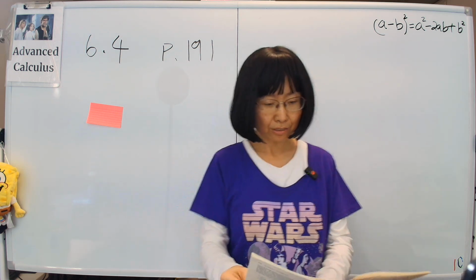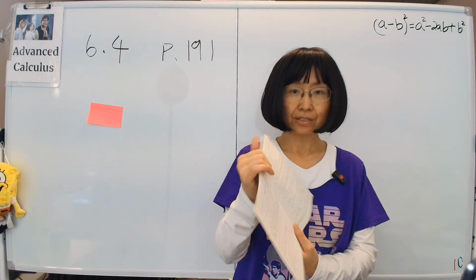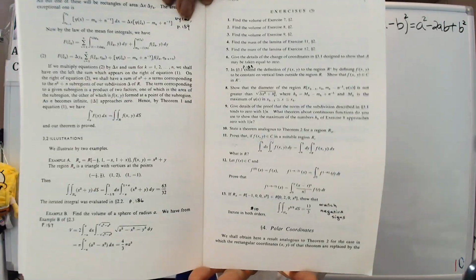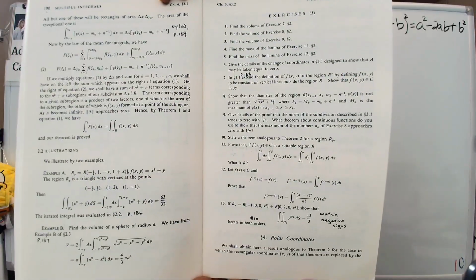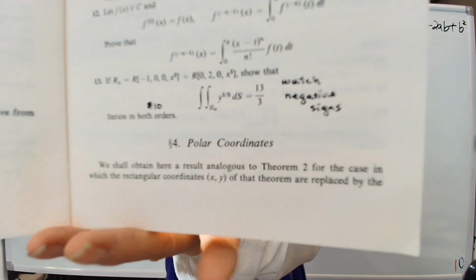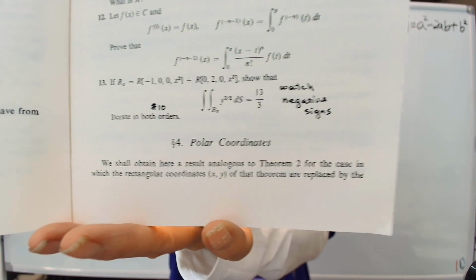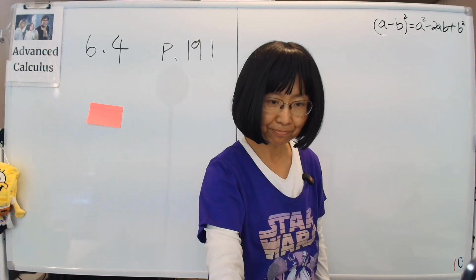Today we are going to do section 6.4. First, let's look at the book. The last page of the previous page doesn't have much, okay? And I'll just zoom in here real quick. That's just one short introductory section.